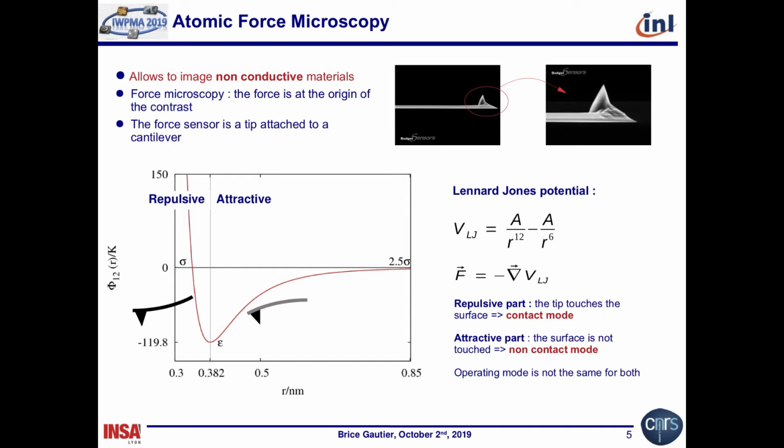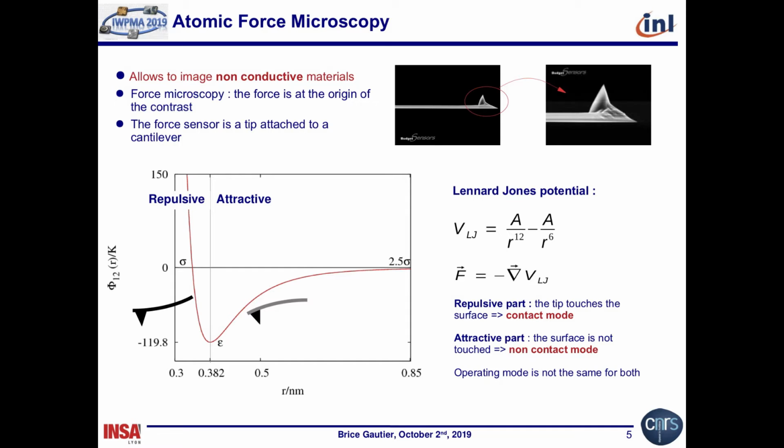But this time, we'd like to work with non-conductive samples. So if you want to do that, you can't rely on the tunneling current, of course. So you will rely on this object. This object is the lever. The size of this thing is several hundreds of microns in length, and several microns in the other direction. And at the end of the lever, you have the tip, and you approach this object very close to the surface.